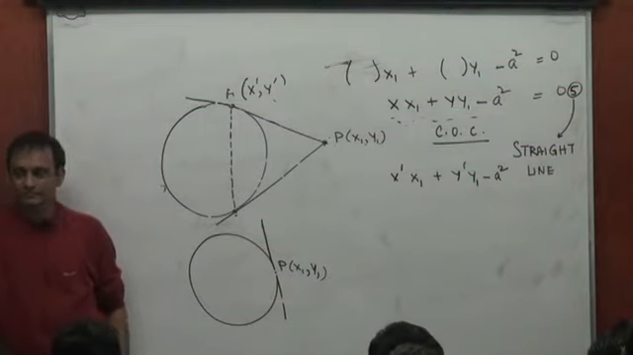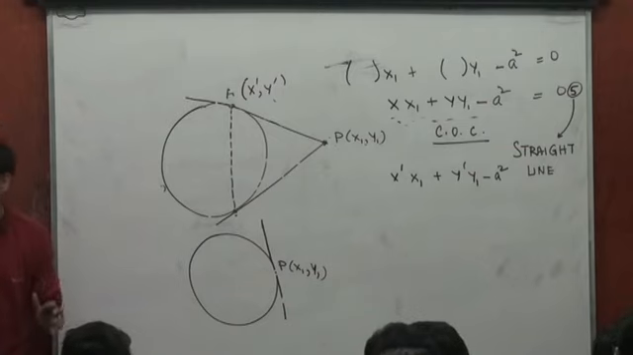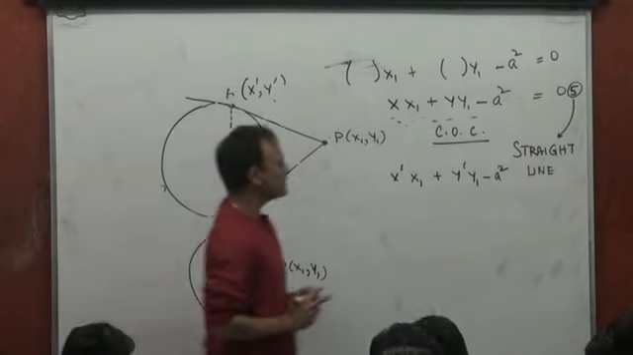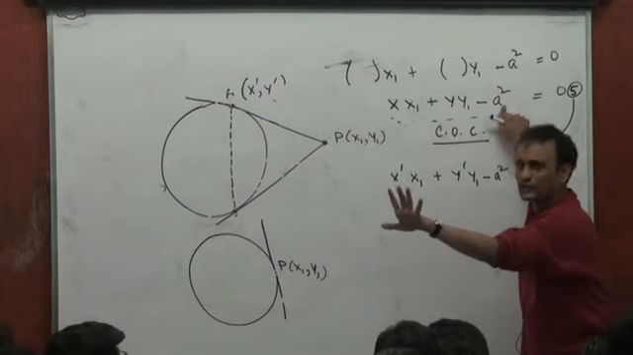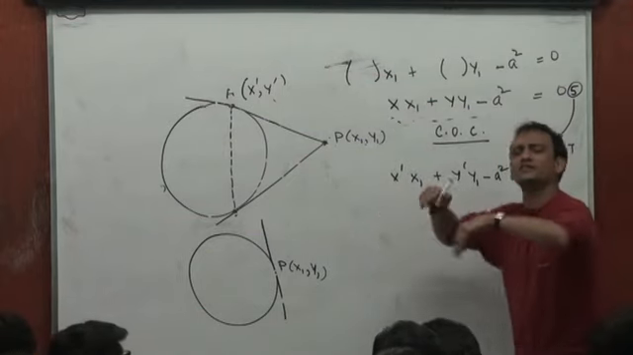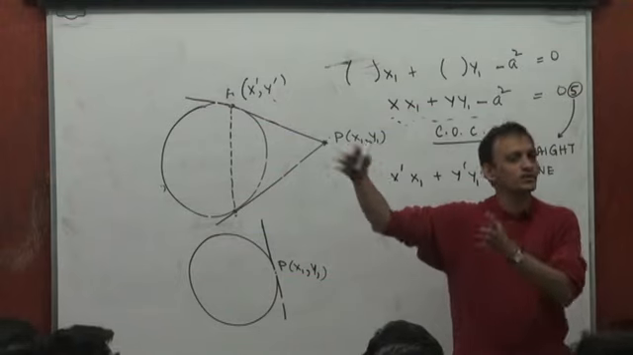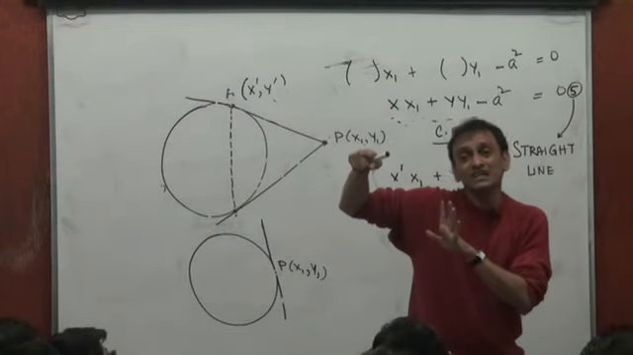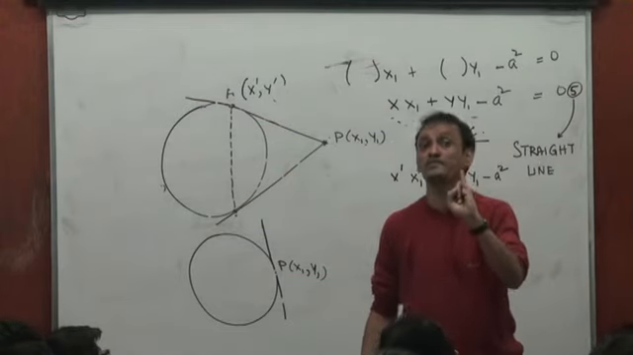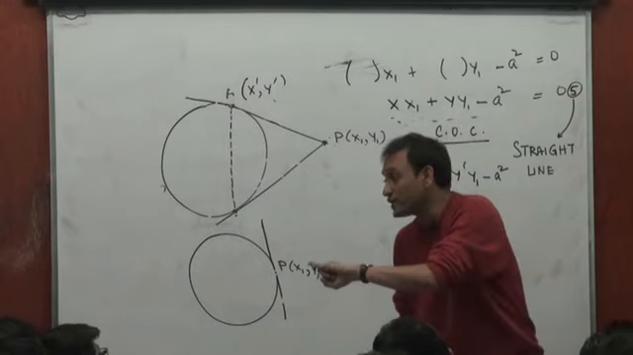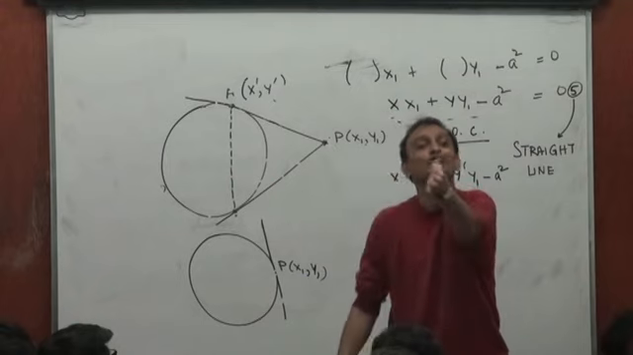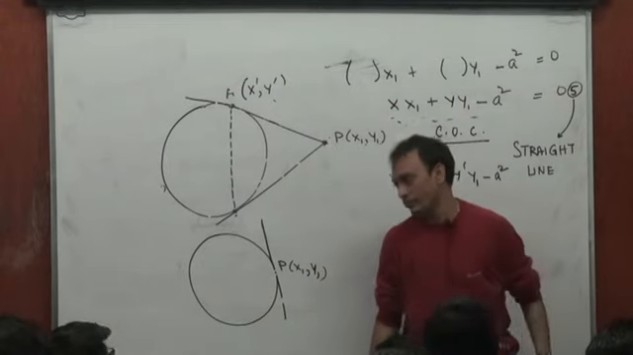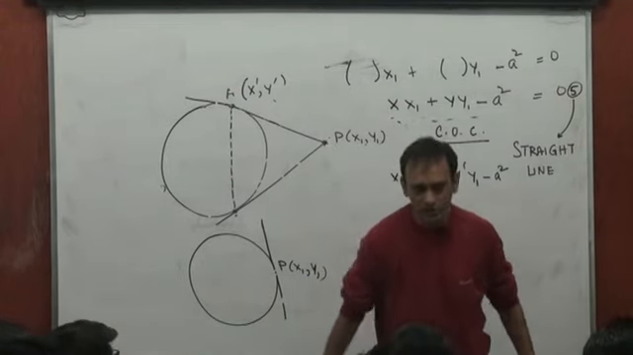Are you comfortable with this? You understand everything that I've said? And again, like I said, whether it's this circle x squared plus y squared minus a squared equal to 0, or the general circle x squared plus y squared plus 2gx, etc., equal to 0, based on whether x1, y1 is lying on the circle or outside the circle, it will either represent a tangent at that point or represent the chord of contact with respect to that. No issues with this, clear?